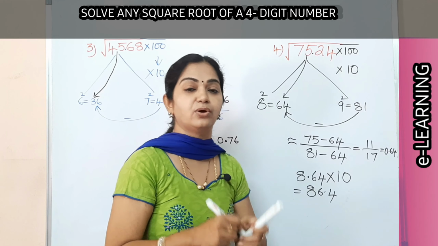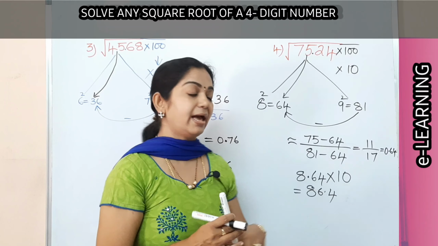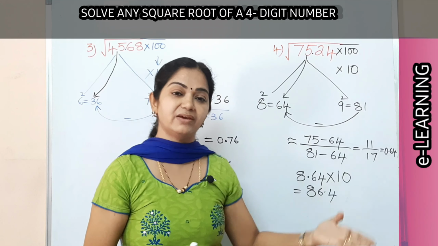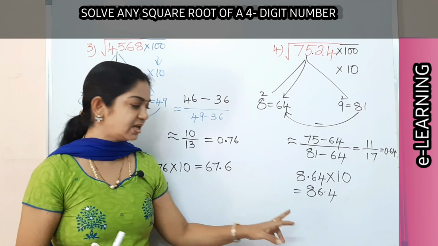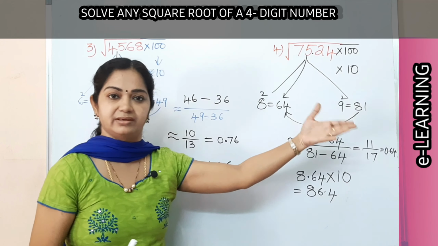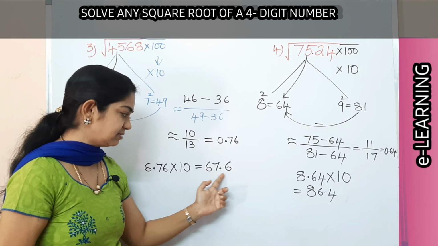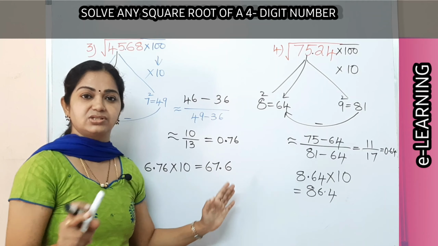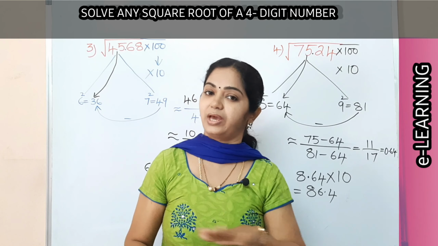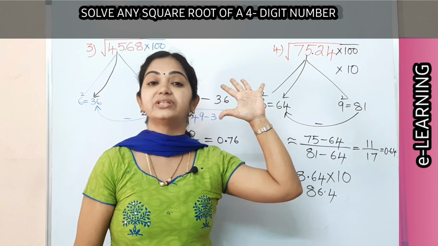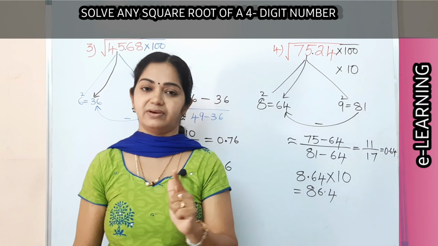So here we will not get the exact values that we get in the calculators, but approximate values. These are very, very useful for competitive exams. Approximation is enough for us. 86 point something. Here we get 67.6, that is approximately somewhere around 68, right? Here we can easily find the square root of a 4-digit number within 5 seconds. Now this will be very useful in your competitive exams.